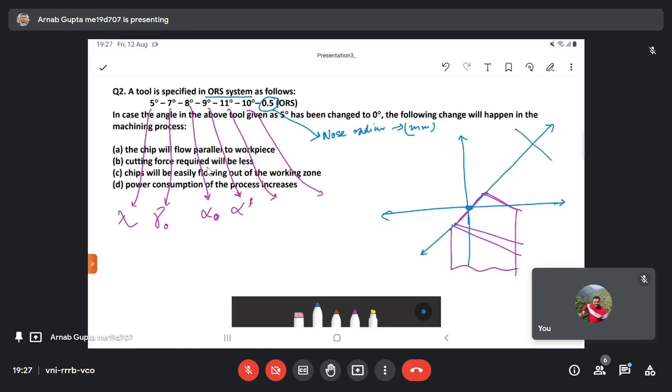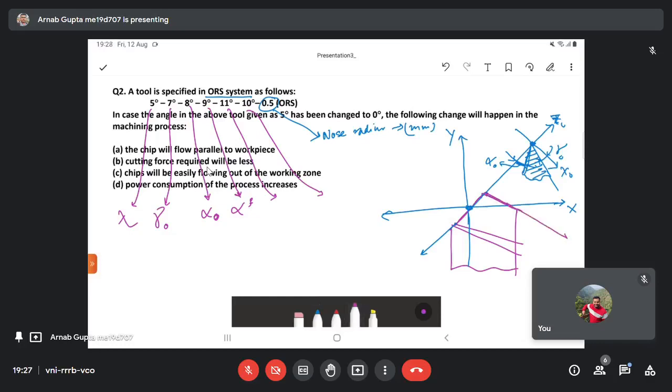So in ORS, you are viewing the tool in this particular plane, Z O, X O. This particular angle is your gamma naught or orthogonal rake angle, and this particular angle here is alpha naught or the clearance angle in the orthogonal plane. So this is for the principal cutting edge. You have another cutting edge here, that is the auxiliary cutting edge.